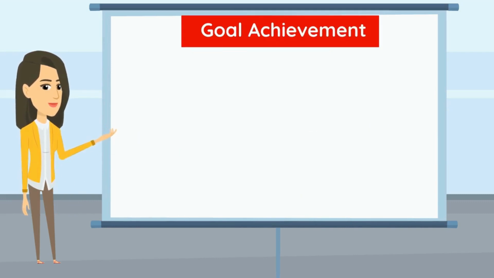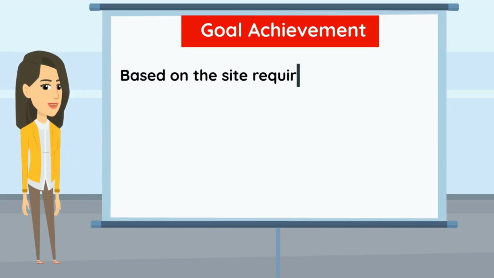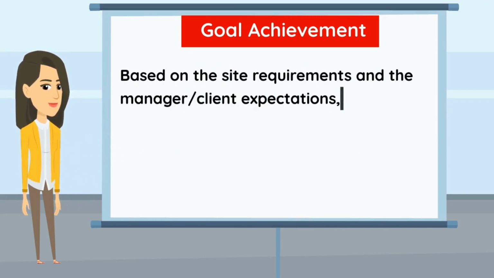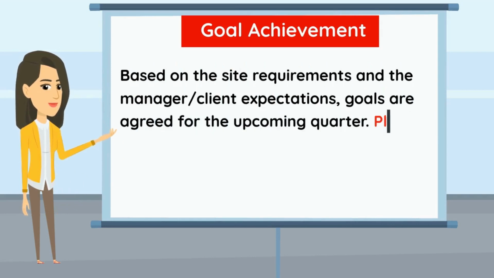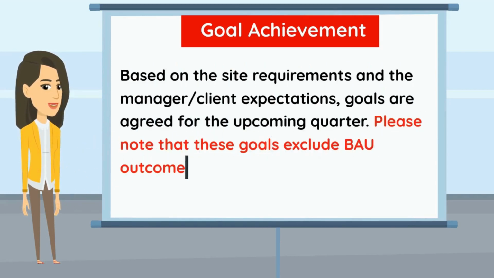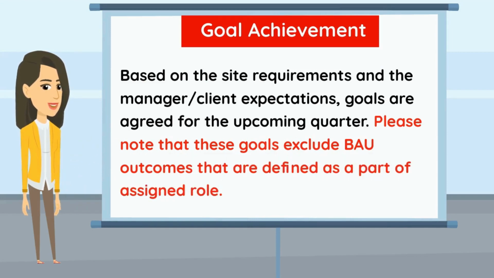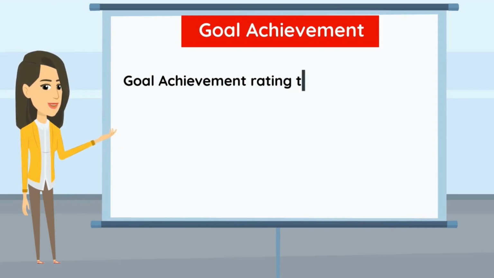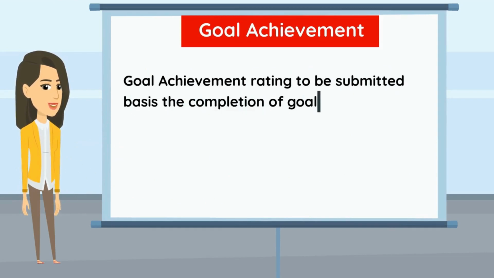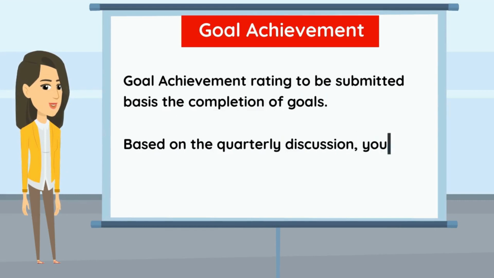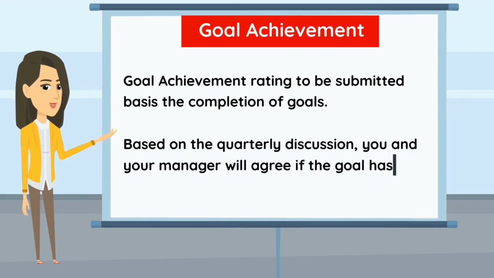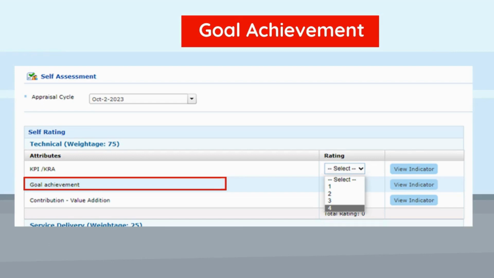Goal achievement. Based on the site requirements and the manager-client expectations, goals are agreed for the upcoming quarter. Please note that these goals exclude BAU outcomes that are defined as a part of the assigned role. The goal achievement rating to be submitted is based on the completion of goals. Based on the quarterly discussion, you and your manager will agree if the goal has been achieved or not. Hence, if for 4 quarters, 4 goals were assigned to you, and you have successfully achieved them in all 4 quarters and converted them to your KRAs, then your rating will be 4.